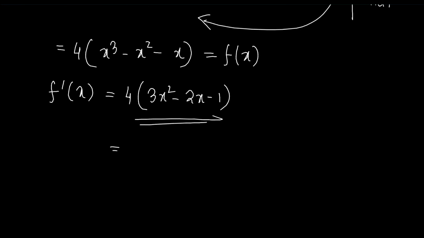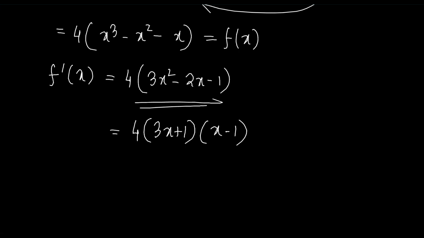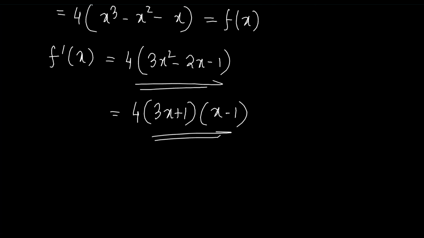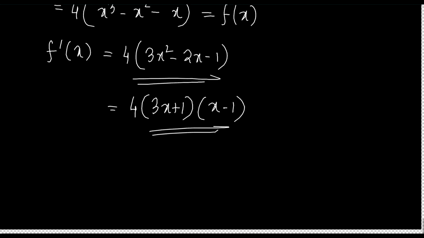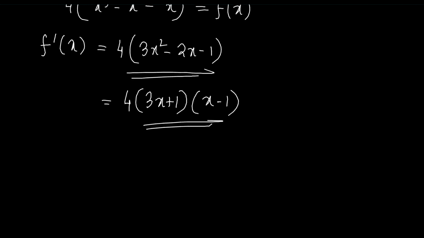Now to solve this expression, if we do the middle term split, we will get 3x plus 1 into x minus 1. 1 is obviously a root because the sum of the coefficients is 0. So this is the expression for f dash x. Now the critical points will be minus 1 by 3 and 1.